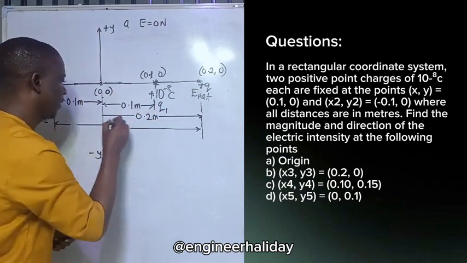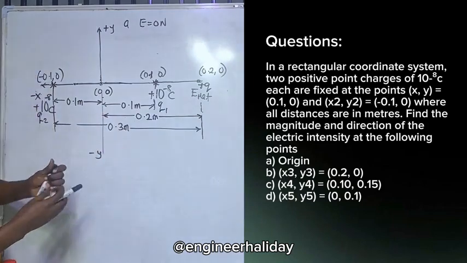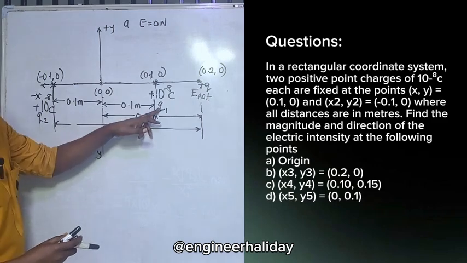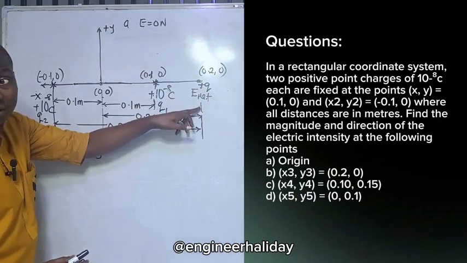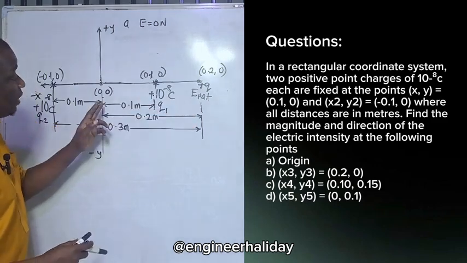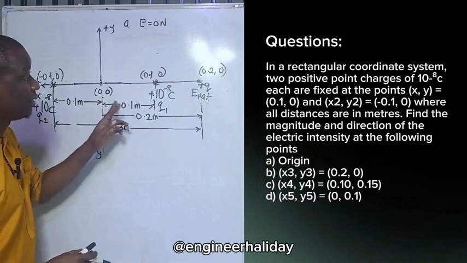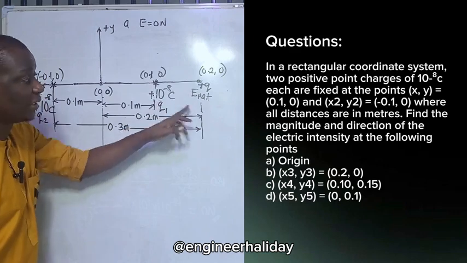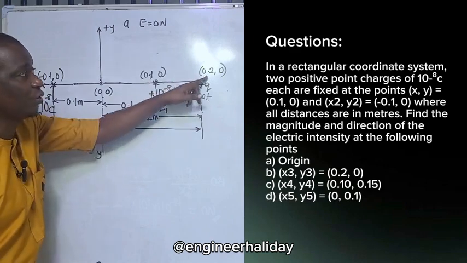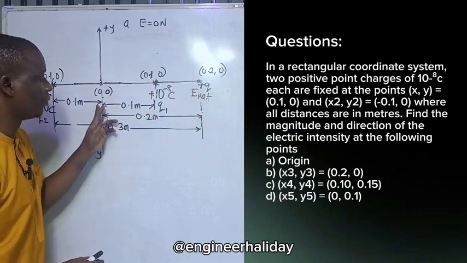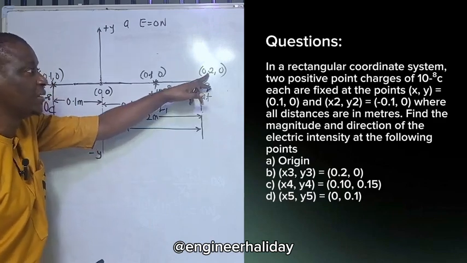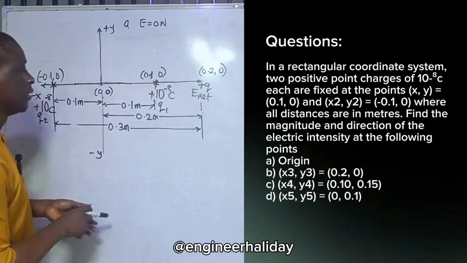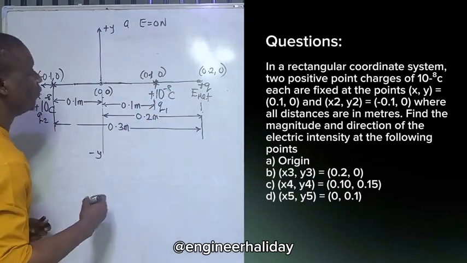0.2. You know why? Because from here to this place now is 0.1. From here to here is 0.1. So if from here to here is 0.1, then the difference between 0.1 and 0.2 is 0.1. From here to here is 0.2, which is the measurement from here to this point. Now you solve.